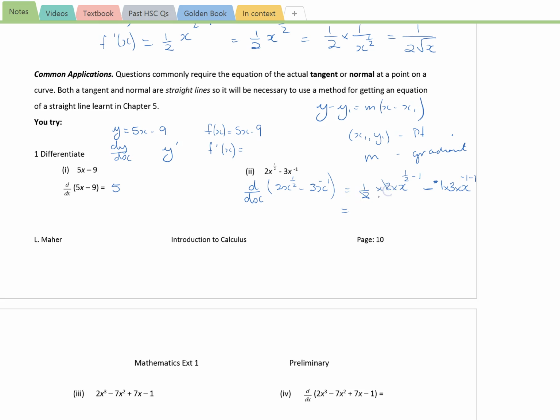Half times 2 is 1, and this is x to the minus a half. A negative and a negative make a positive. 3x to the minus 2. Be careful with your subtraction in this case. Directed numbers. I'll go down under here.